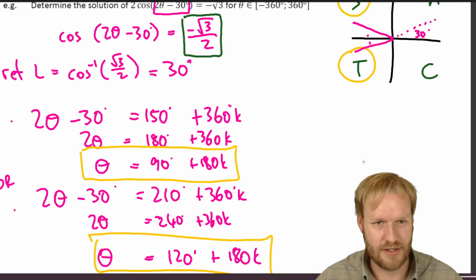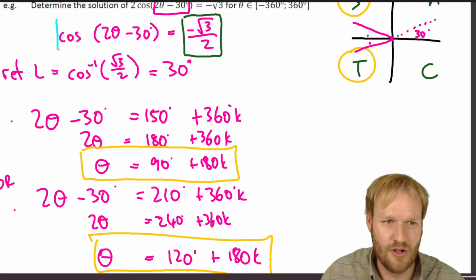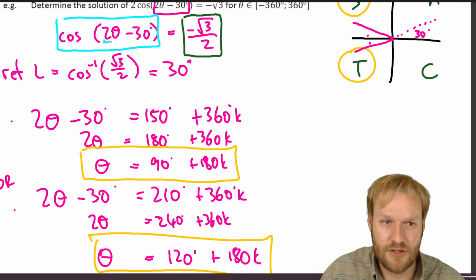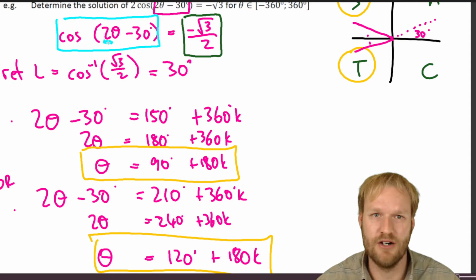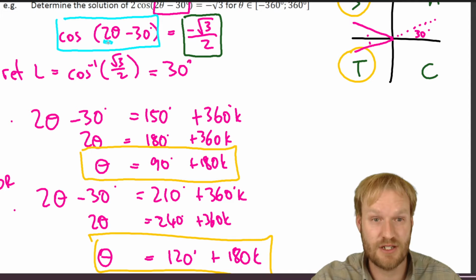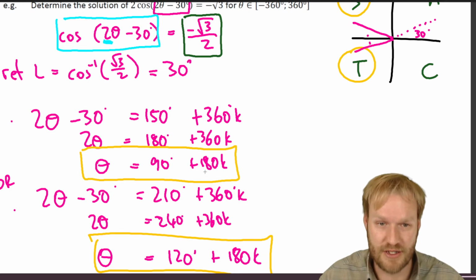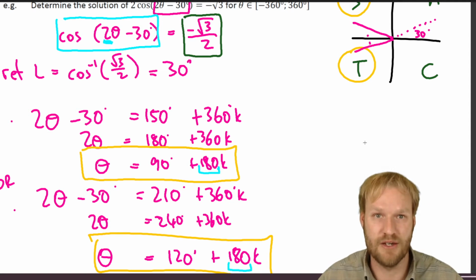Now I would say I'd come back to that question about period. Looking at this graph here, cos 2 theta minus 30, what is the effect of the 2? And therefore, what is the period of that graph? Okay, the effect of the 2 is that everything happens twice as quickly, therefore our period is 180 degrees. So therefore, we're going to have a new solution every 180 degrees. So that's the link to that 180 degrees over there.